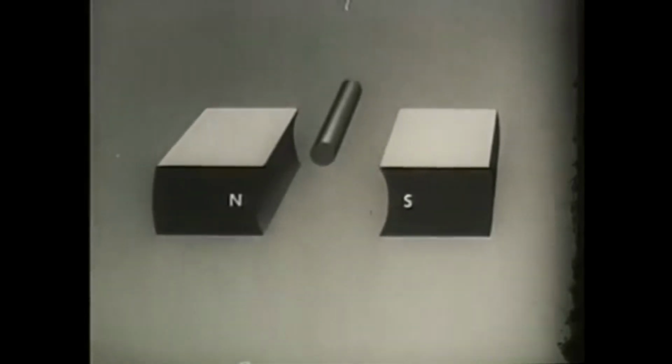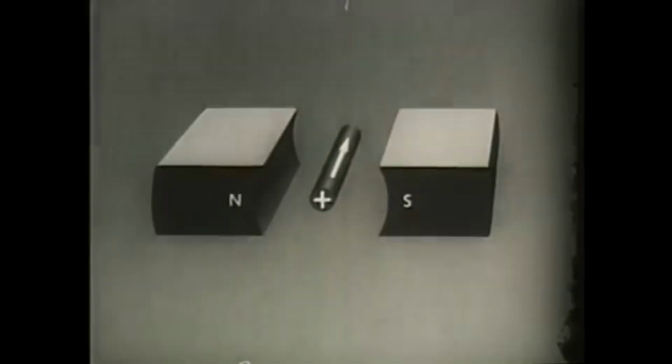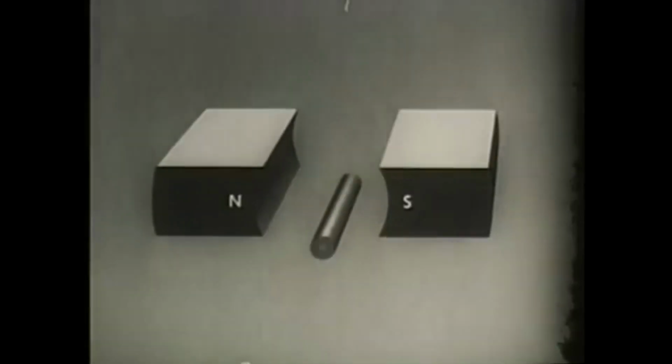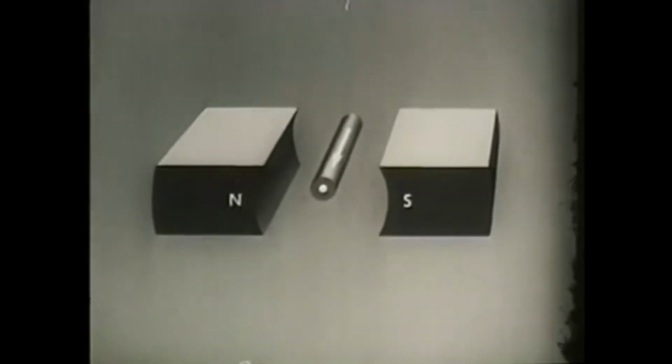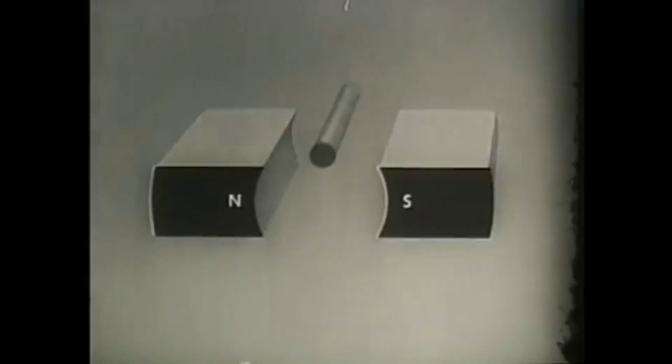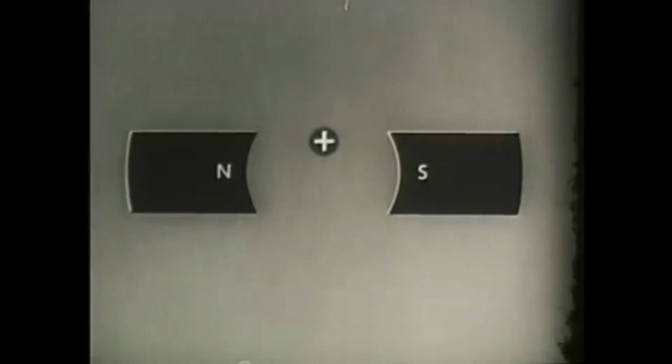To illustrate the direction of current flow, the conventional symbols will be used. Current flowing in a conductor away from us is represented by a cross, toward us by a dot. However, moving a conductor in and out of the field in this straight reciprocal fashion is awkward and impractical.